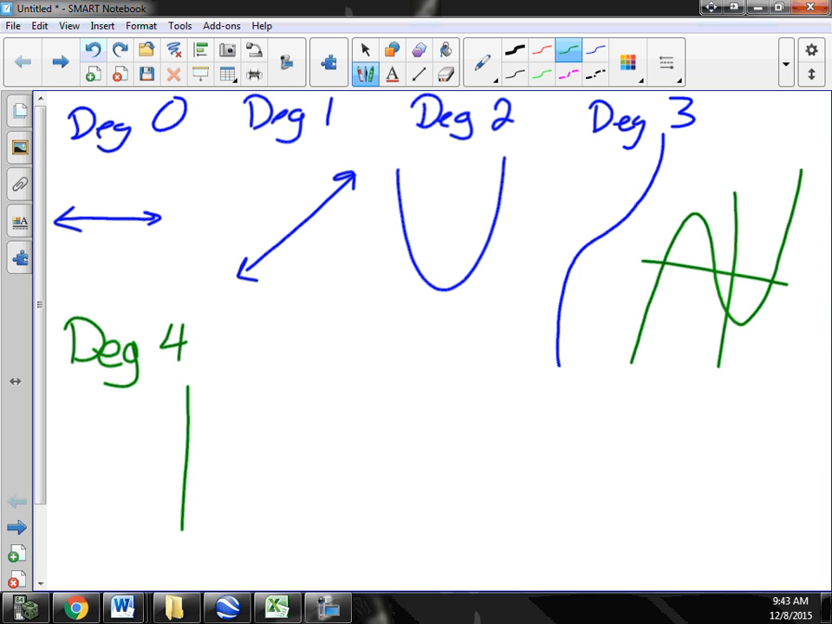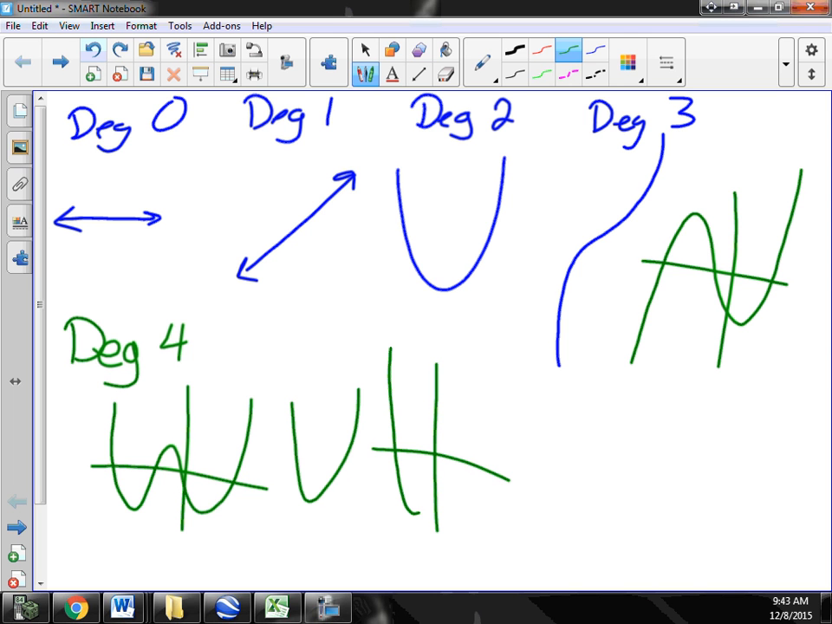So a degree 4 can look like a W and hit the x-axis 4 times. Or it can look like a parabola, or it can actually be a mix of a parabola and an x to the third. So it could go like this, come down like that. Do you guys remember the difference between single, double, and triple roots?